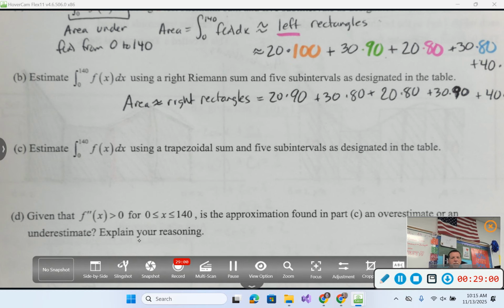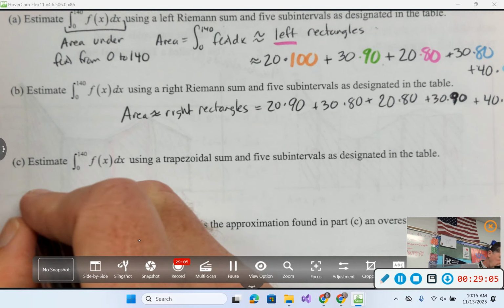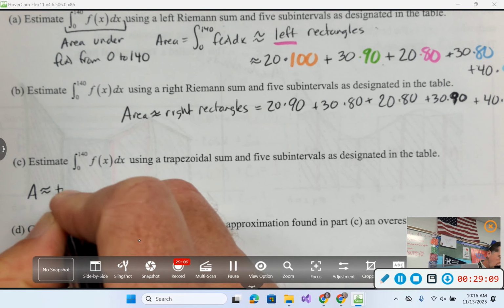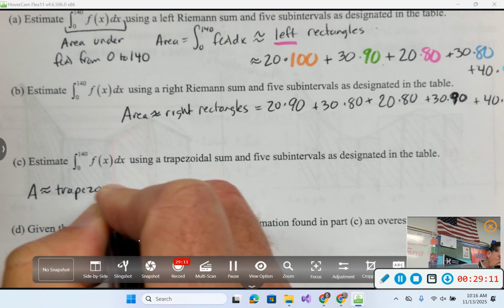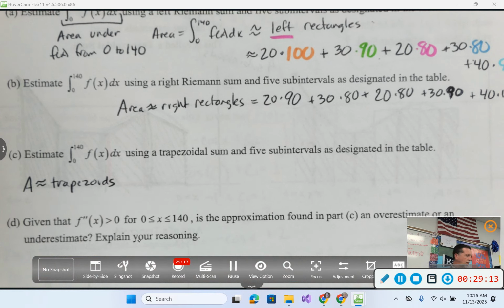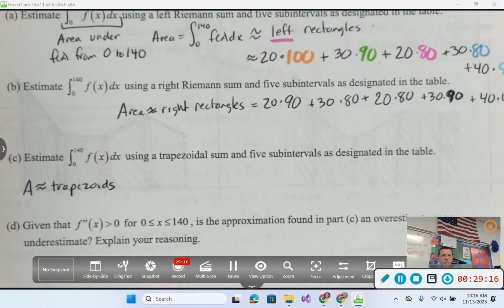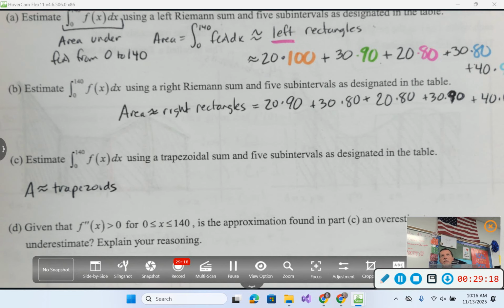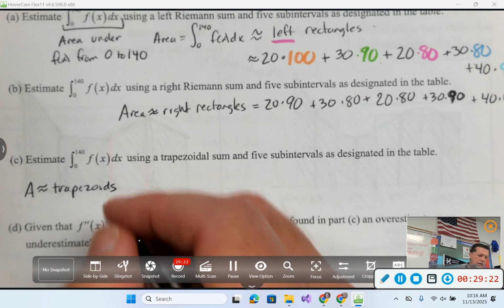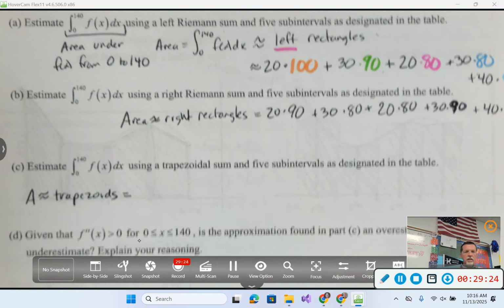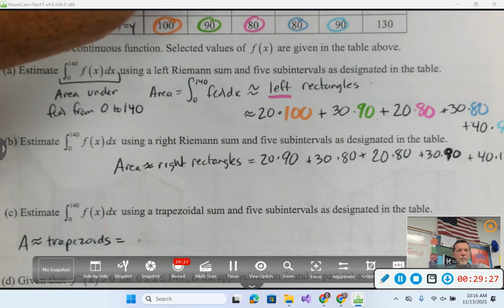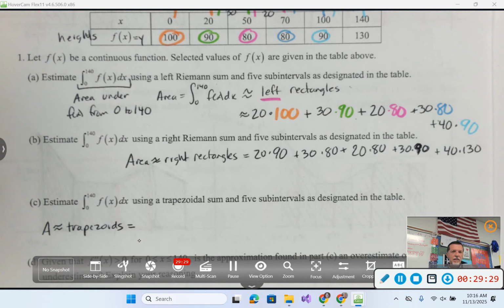Okay, trapezoids. 5 subintervals as designated in the table. So the area estimated by trapezoids. I'm trying to give myself more room because it takes more room to write out the area of a trapezoid formula. So it's the base times the average height. So what's the base of that first rectangle? Or not rectangle, trapezoid.